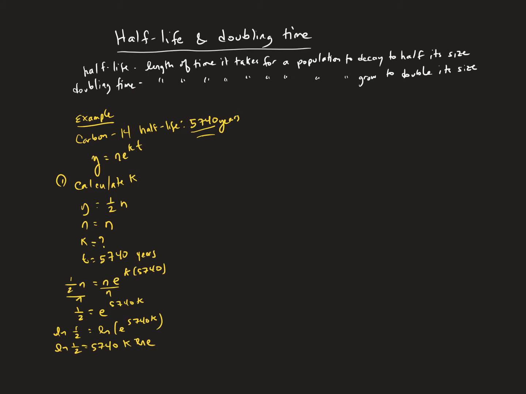Remember the ln of e is 1. And so my k then is going to be ln of 1/2 over 5,740. Now that's going to be a decimal, and the decimal is going to be negative. Now don't let that throw you, because our amount is shrinking. So it makes sense that this k is negative. So I would take that number, I would store it in my calculator as k. And now I'm actually ready to solve the rest of the problem.